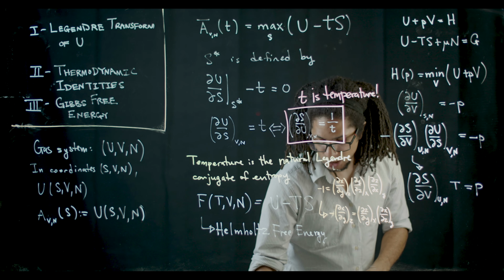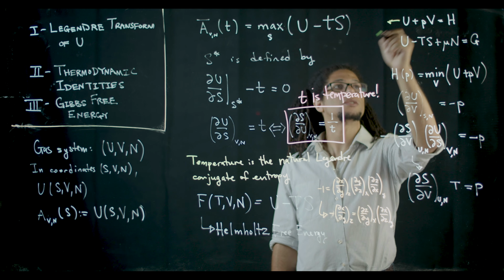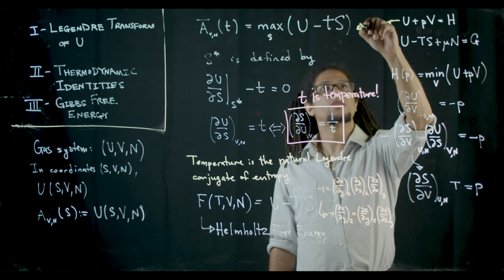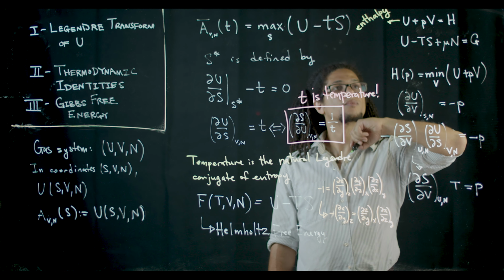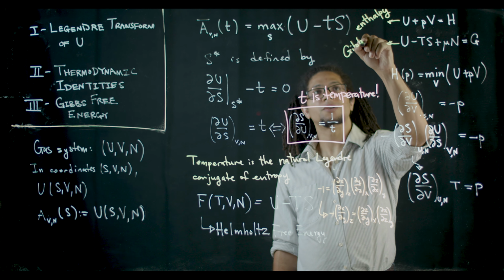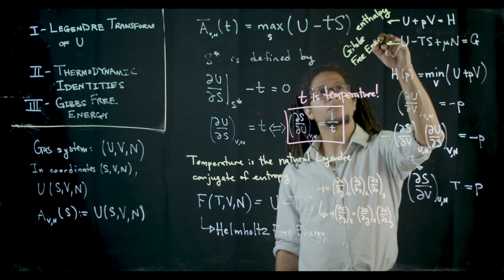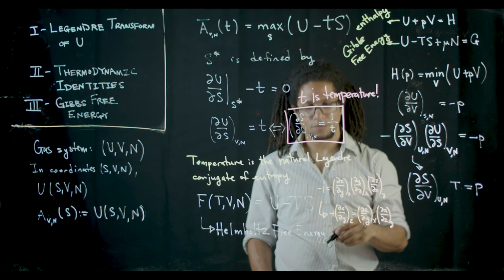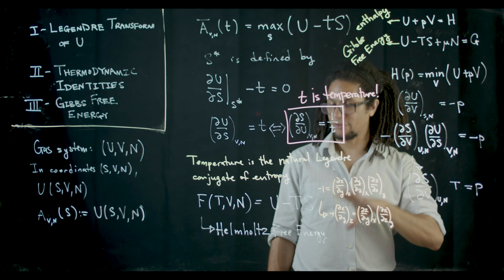Before we go, let me just give a quick name to these two energies. This one is called the enthalpy, and this one is called the Gibbs free energy. Okay, actually, I'm going to clean up the board and we have a bit more to do.